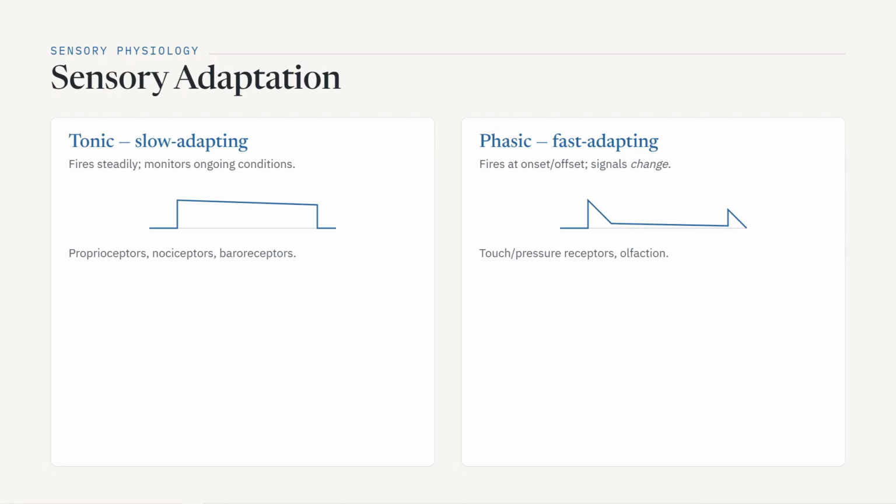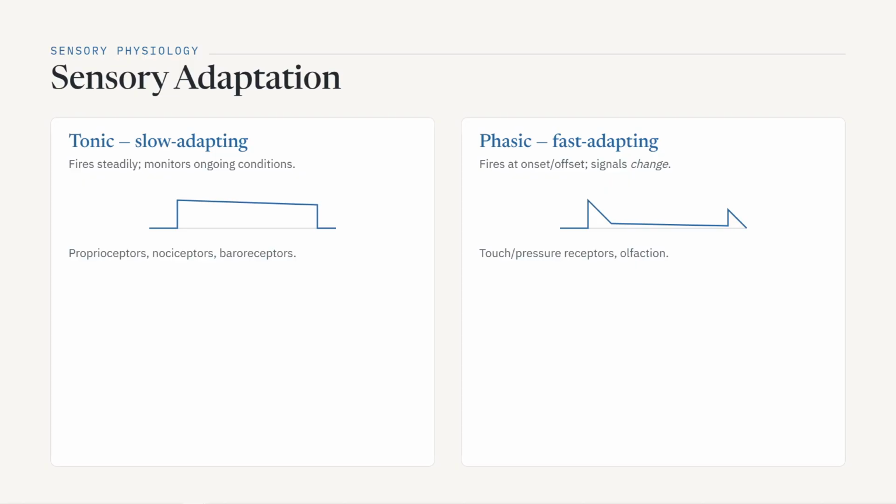Adaptation is a decrease in receptor response to a sustained, unchanging stimulus. It's a property of the receptor. The stimulus hasn't gone anywhere. Receptors fall into two camps: tonic, or slow adapting. Receptors keep firing the whole time the stimulus is present. They're monitors of ongoing conditions.